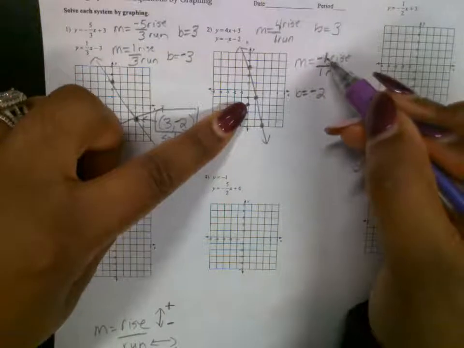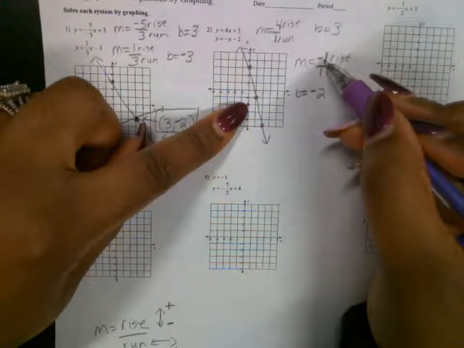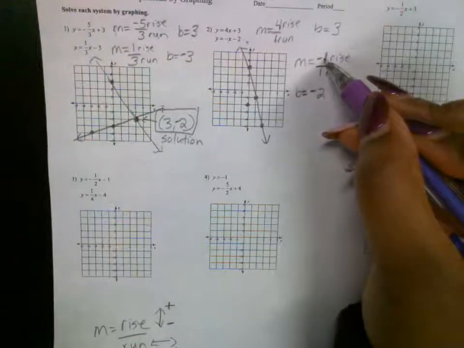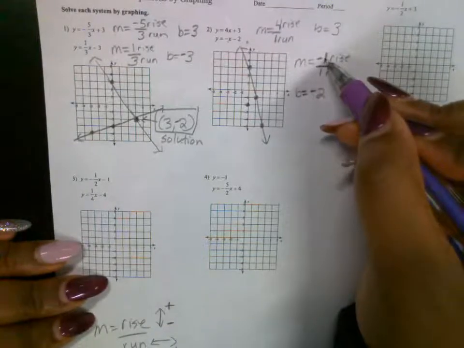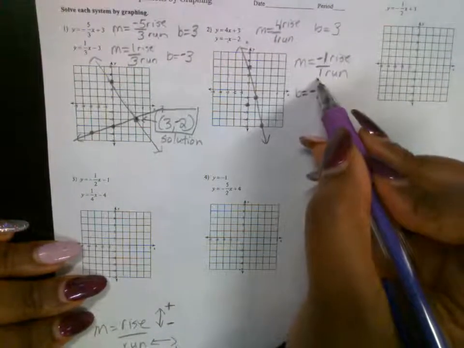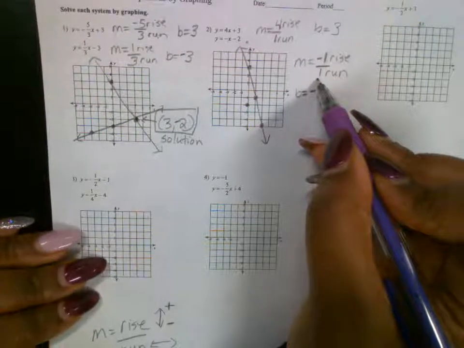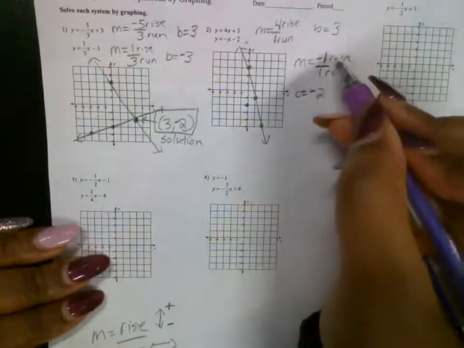Now let's use the slope. -1 is my rise. What does that mean? Up or down? Negative is down. Positive is up. So this is down 1. And +1 is my run. Is that to the left or to the right? Positive 1, right? To the right. So that's down.